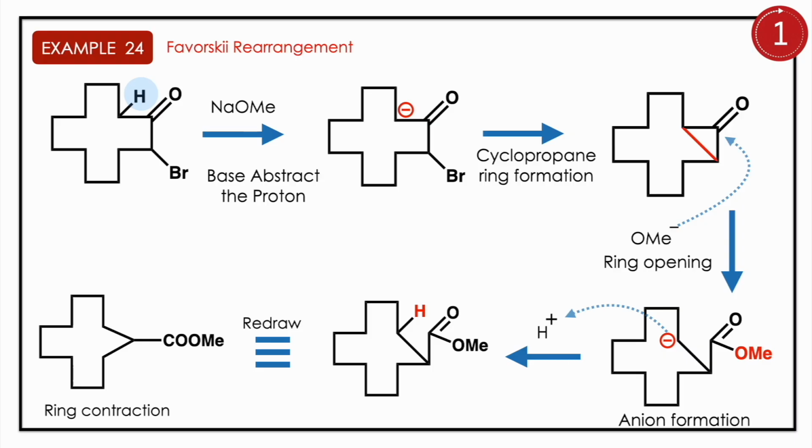You form the cyclopropanone. The cyclopropanone is a strained system. It is attacked by methoxide. It opens the ring and forms the anion. Then the anion is quenched by H plus. You end up with ring contraction. The product has one carbon less than the starting material because it forms an ester with a side chain. The concept you outline here is that even in a macrocyclic system, you end up with one carbon less. Ring contraction happens.